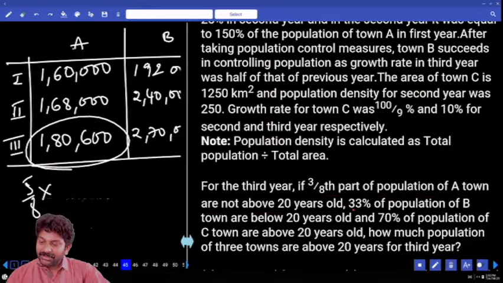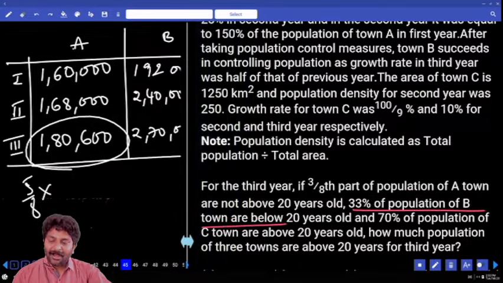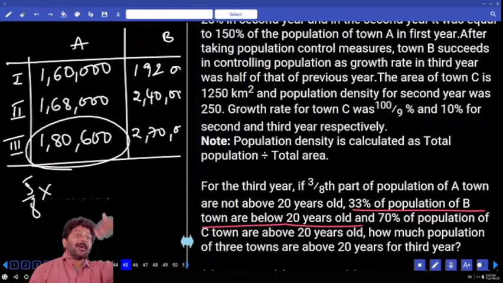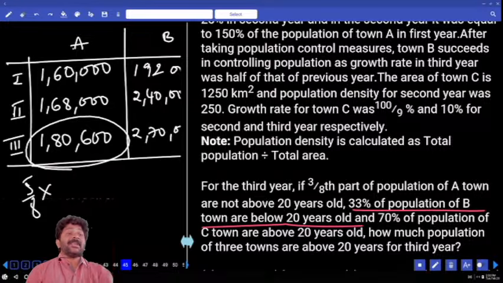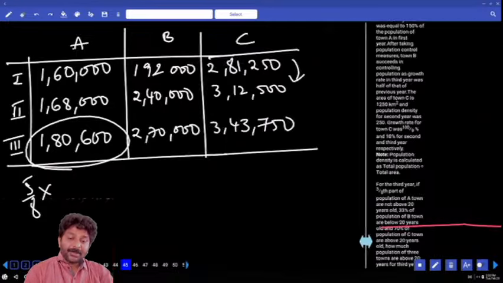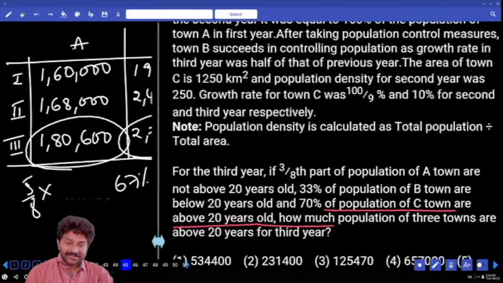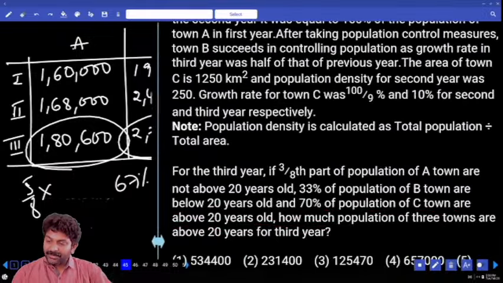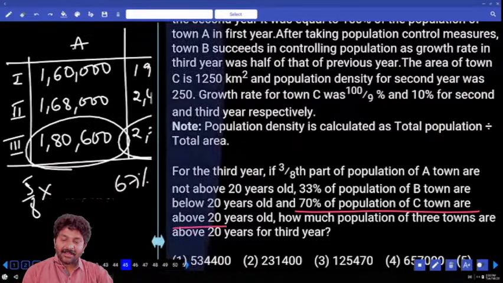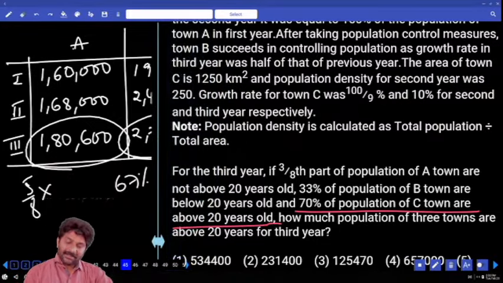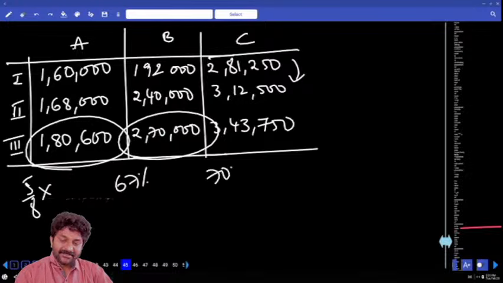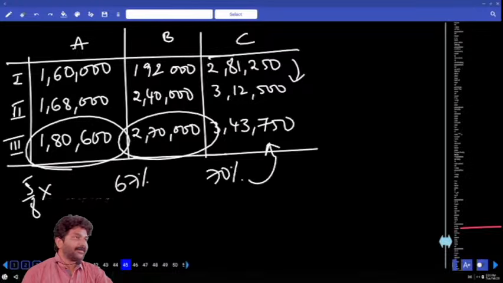Next, 33% of the population of B are below 20 years. And how many are there above 20 years? 67. So upon this number, we need to calculate 67%. Next, 70% of the population of C are above 20 years. Direct 70%, 70% of this number.